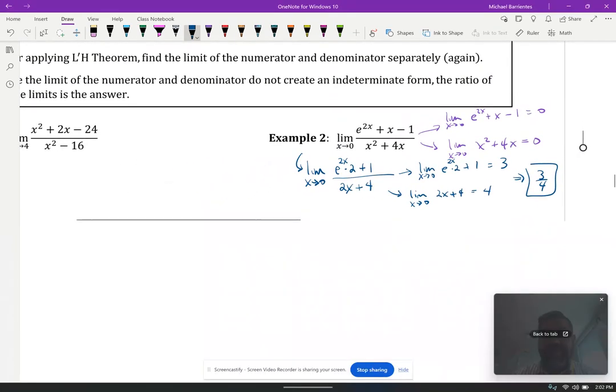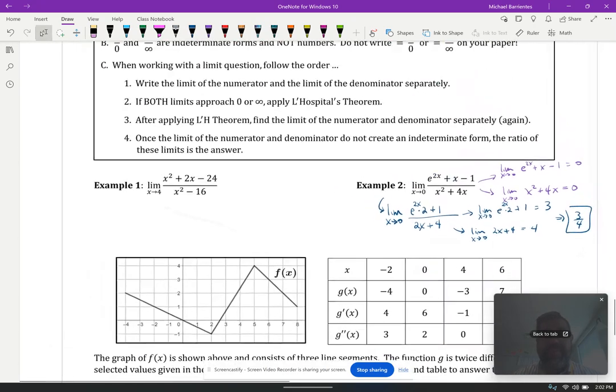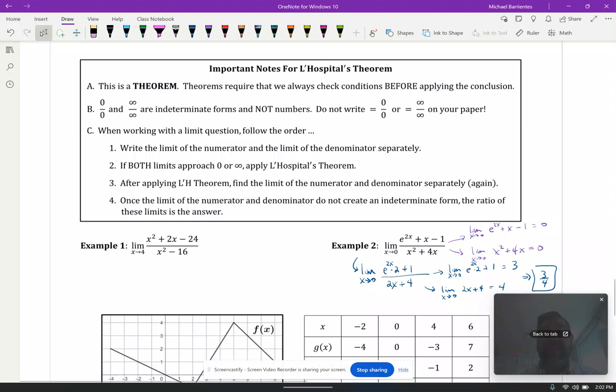In the next video, we'll do some more practice with L'Hopital's rule. But again, the idea is if we have indeterminate results from doing direct substitution on a limit, then we can apply L'Hopital's rule as a shortcut to finding the answer.